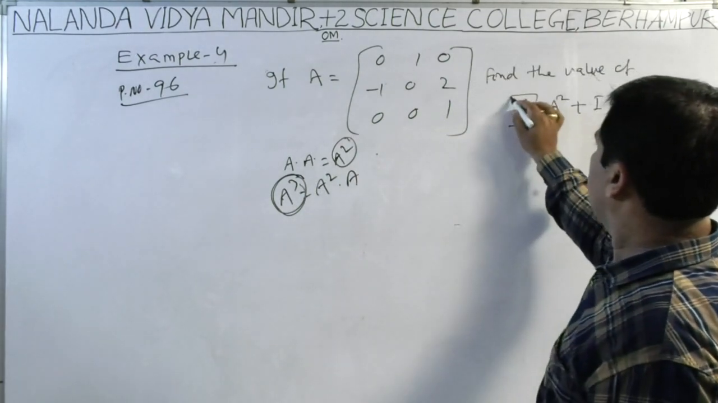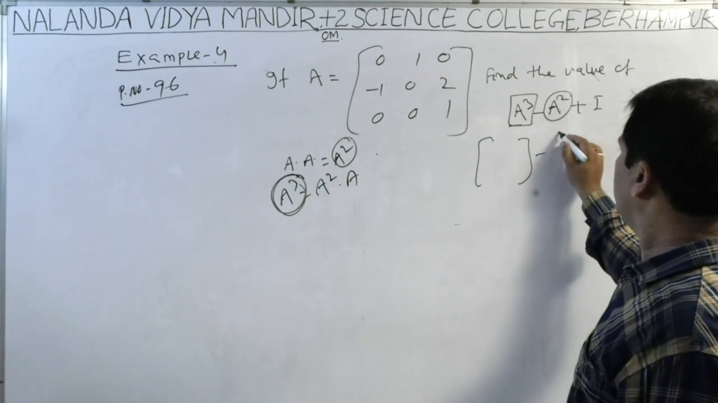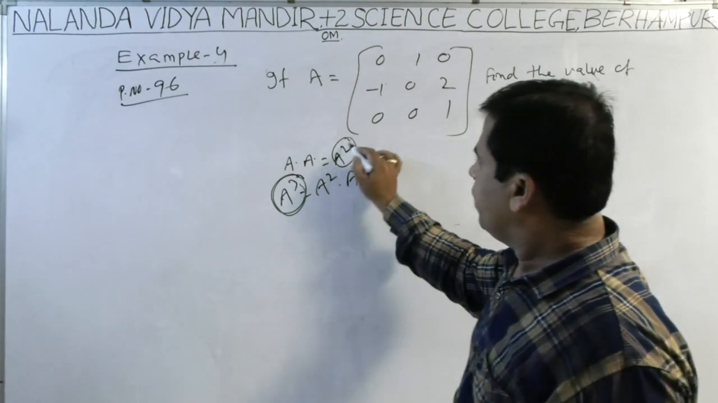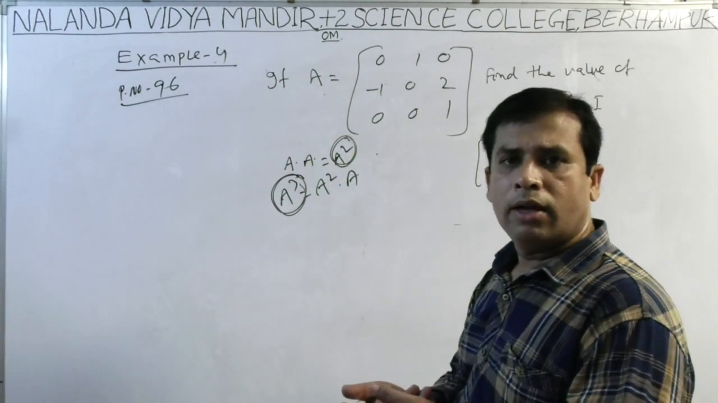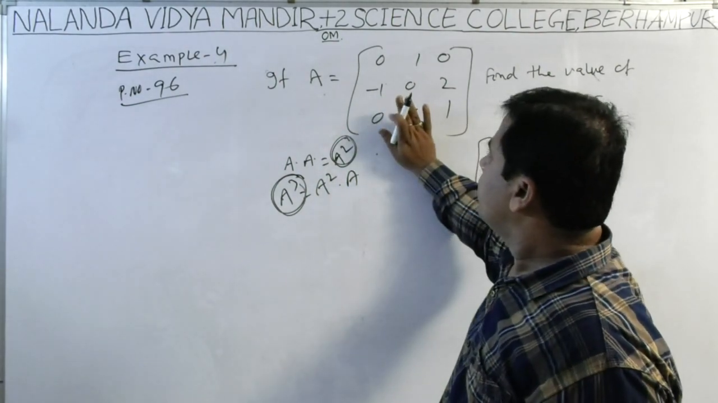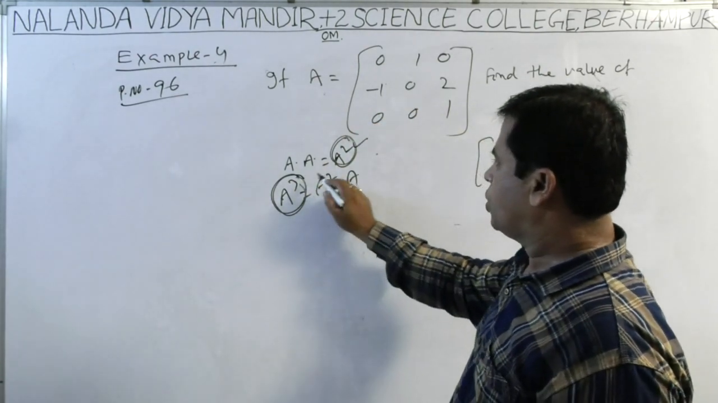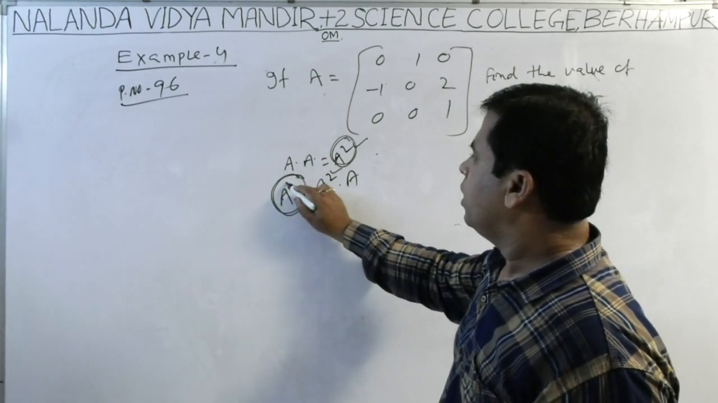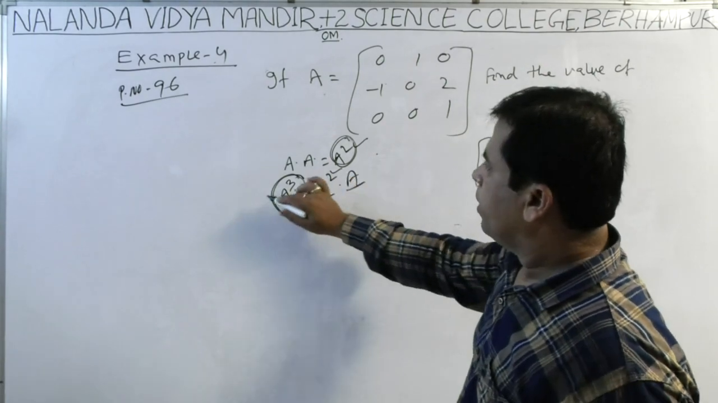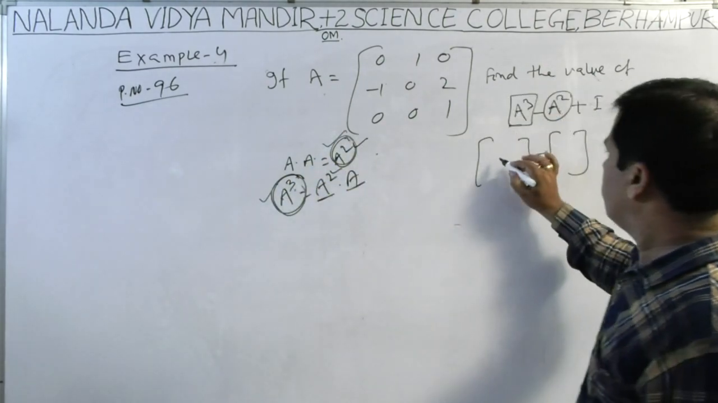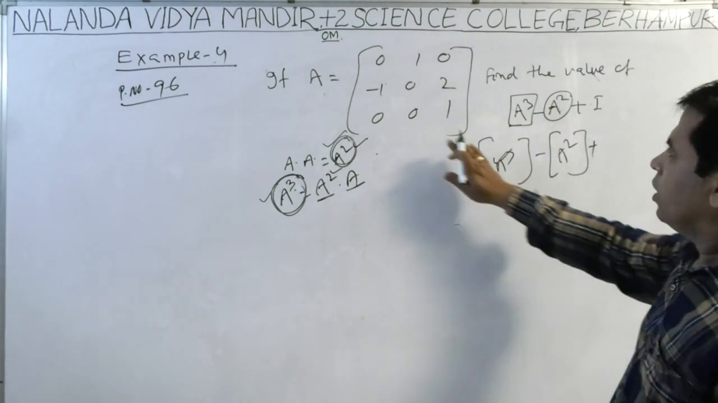Put the value of A cube here and put the value of A square here. We get the value, if A is equal to this, A square is equal to this multiplied by A. This multiplied by this matrix, we get A square. After getting A square, we find A cube, that is A square multiplied with A. We find the value of A cube and A square. Here put A cube here minus A square plus I.